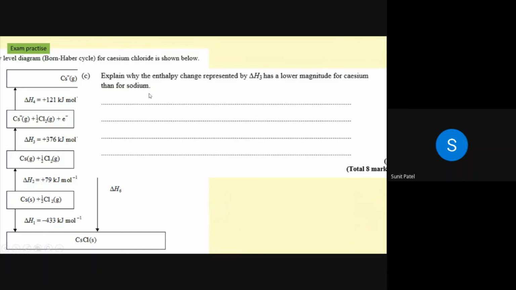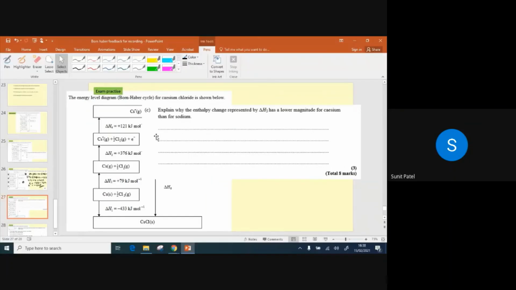So let's have a look. Now this sounds quite interesting. So we've got two elements, cesium and sodium here. If we interpret this question, decode it, what is it saying? It's saying that cesium has a lower magnitude than sodium. So sodium has a greater value than cesium. That's what it's saying for the first ionization, of course.